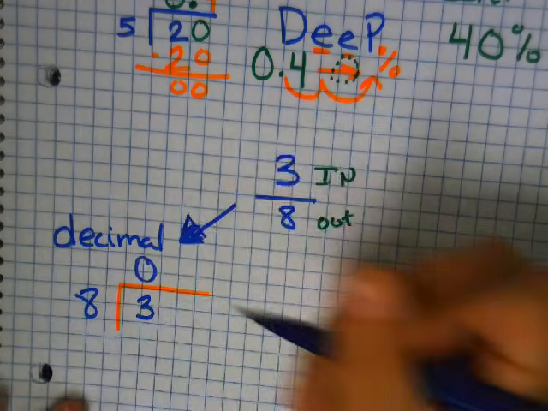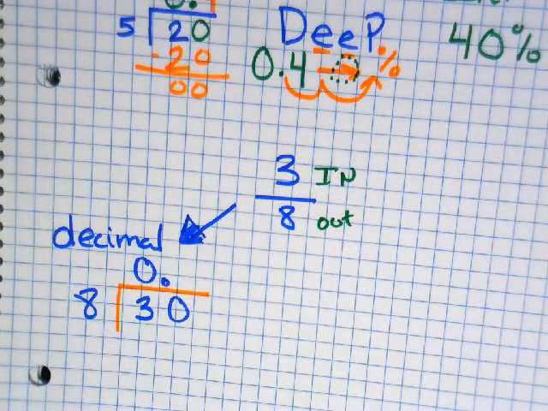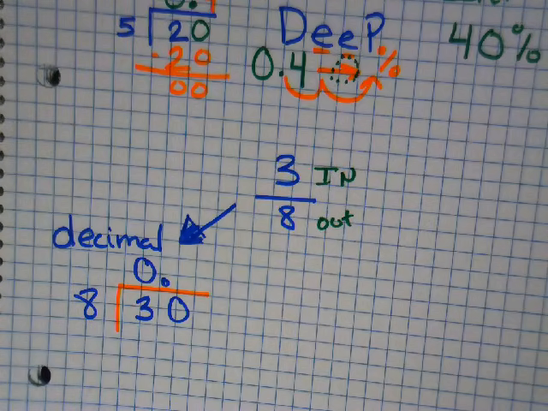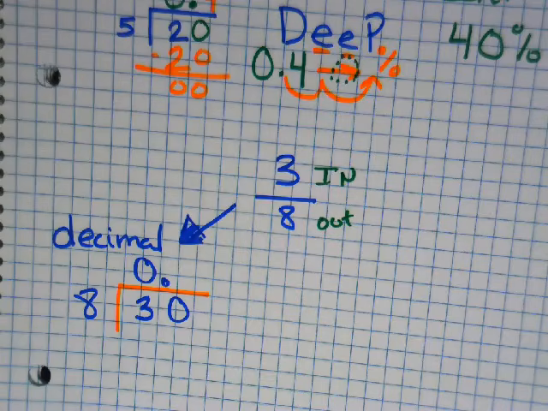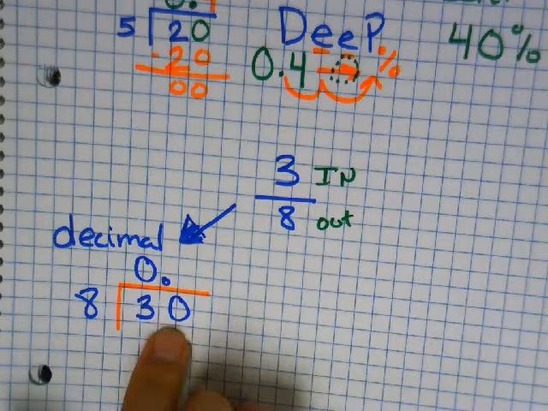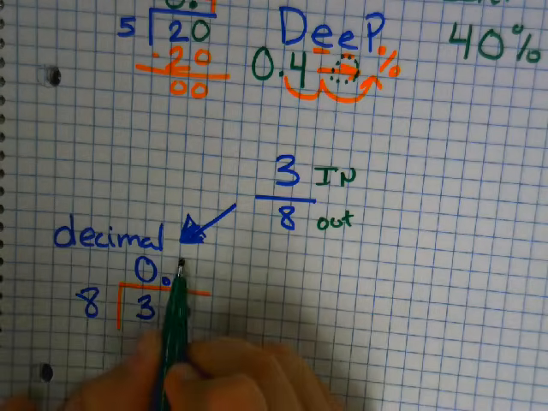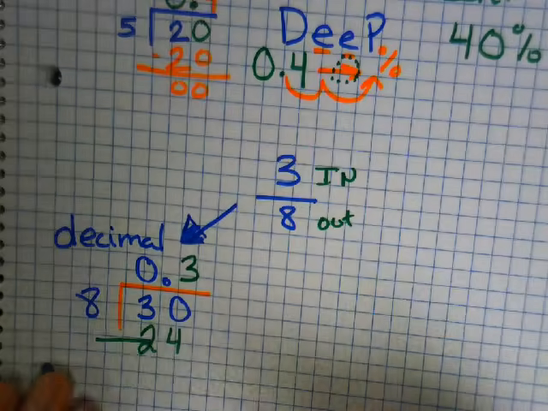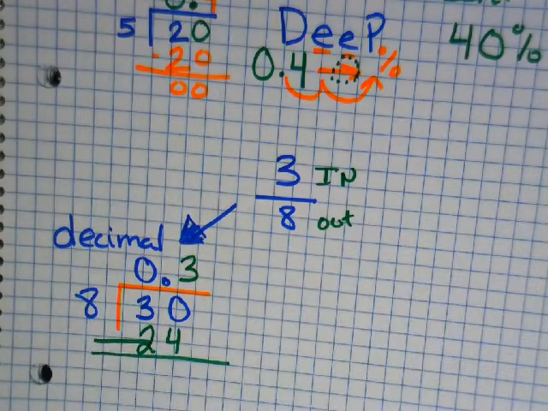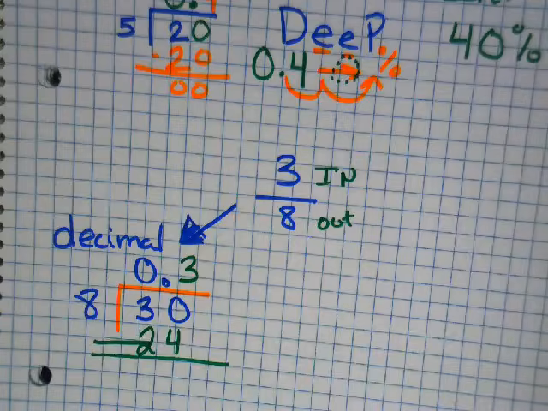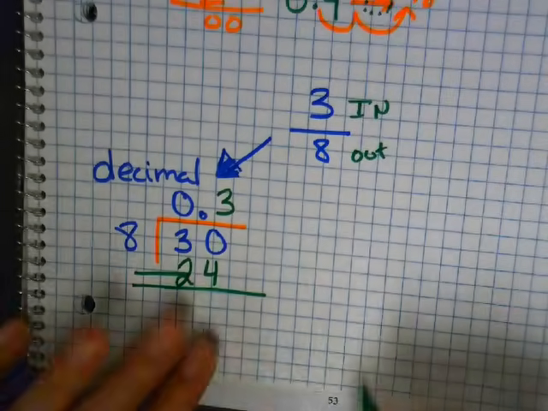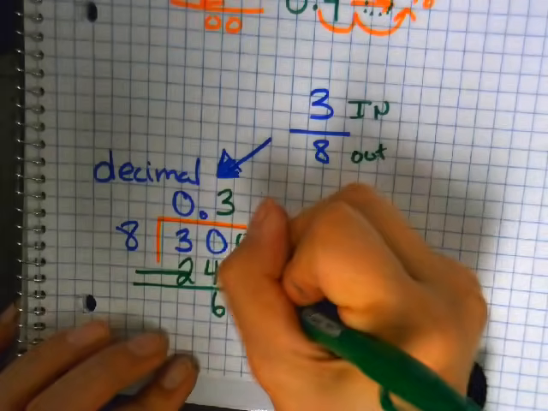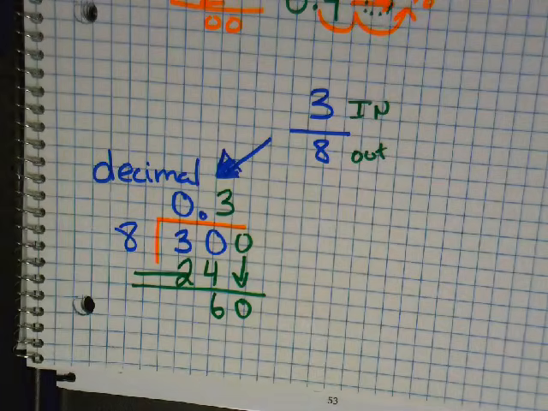So 0, decimal, 0, right? Now I have 30. Now if you need a multiplication table out, this is where you have it out. How many times does 8 go into 30? 3. Why? Because if you do 4, it's 32. What's 3 times 8? 24. What's 30 minus 24? 6. Now I have 60.